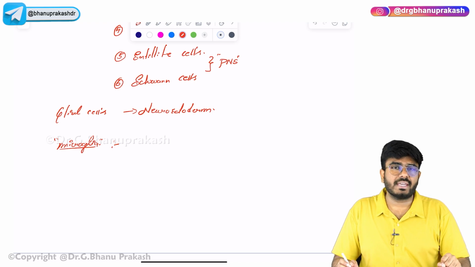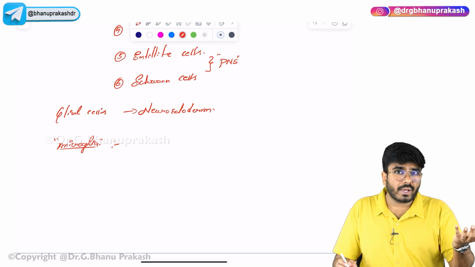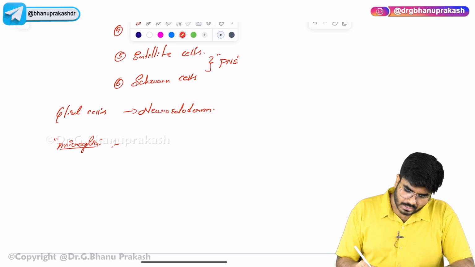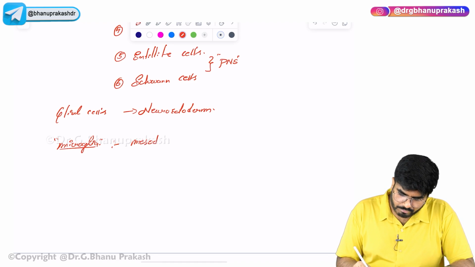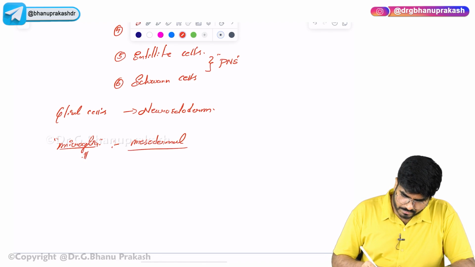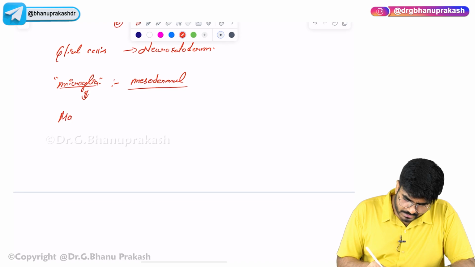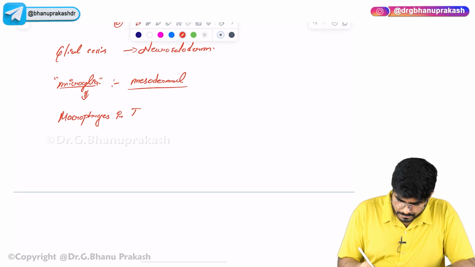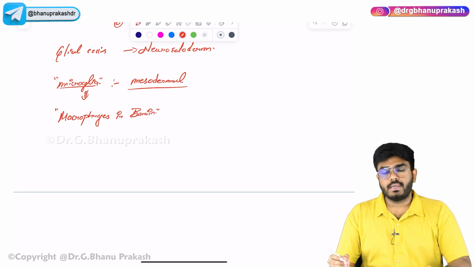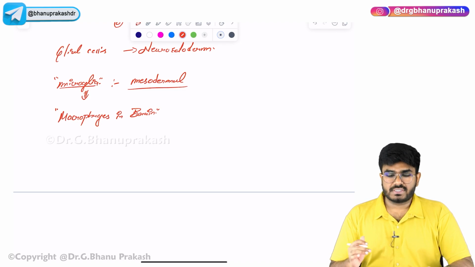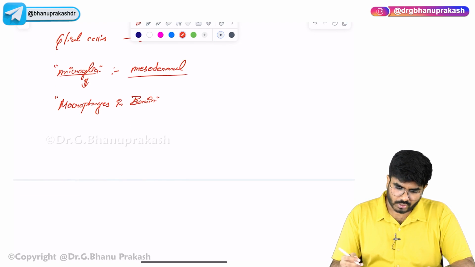Now from where did monocytes come? From where is the hematopoiesis occurring? Bone marrow. All these blood cells are mesodermal in origin. So the microglial cells are mesodermal in origin. What are the microglia? Microglia are nothing but macrophages in the brain, or I should say in the central nervous system. The macrophages in the brain are called the microglial cells.